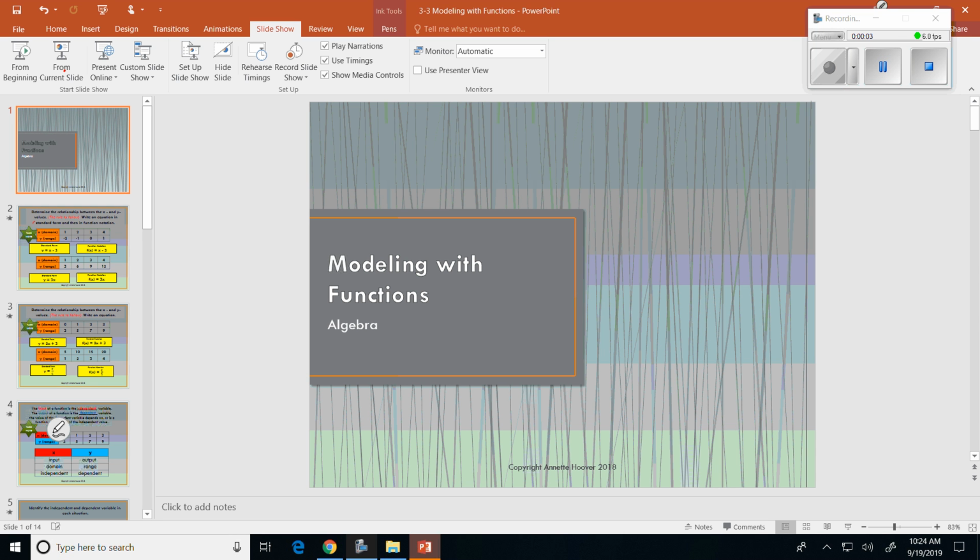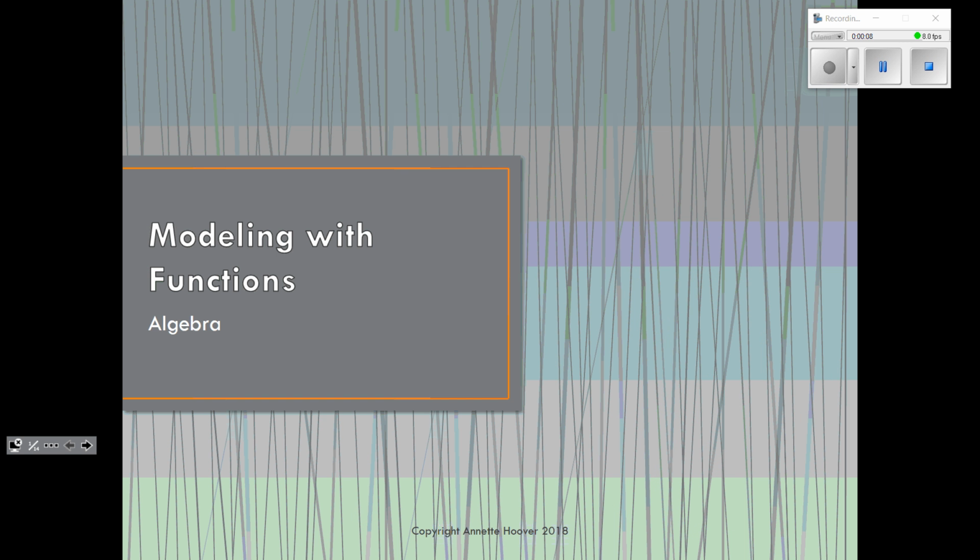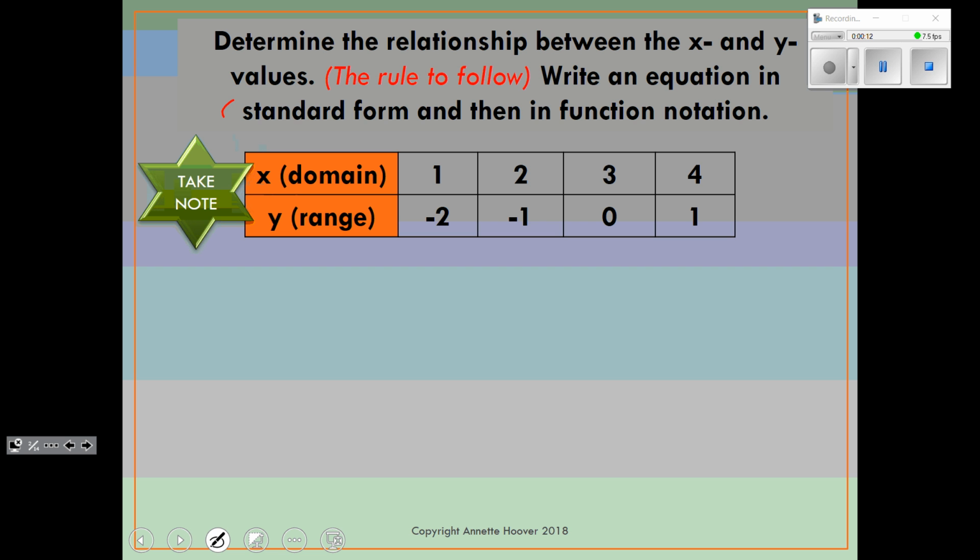Today's lesson is modeling with fractions. So we'll look here at the first slide. First, we're going to be looking at a function table, and we are going to be writing the rule that the table follows, which could also be called the equation. So the best way to do this is to look at the table and look at the input, which is the x value, and ask yourself, how do I get from 1 to a negative 2?